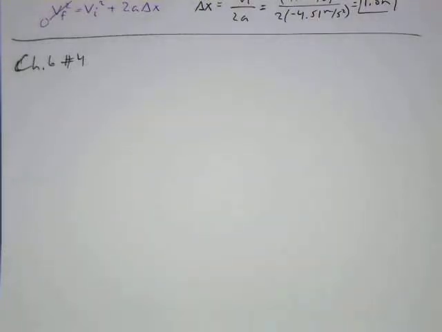Alrighty, welcome back. Now we're going to look at number 4 in chapter 6. This was another tricky one. I don't understand why they only made it 1 dot. Number 3 and number 4 are definitely harder than 1 dot.